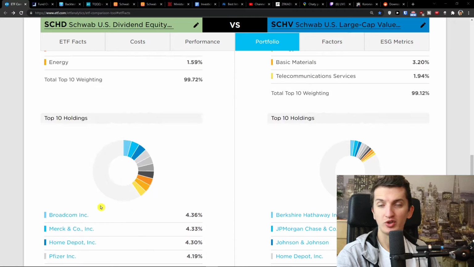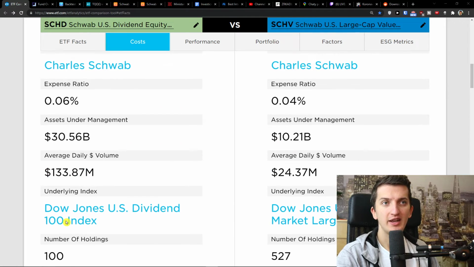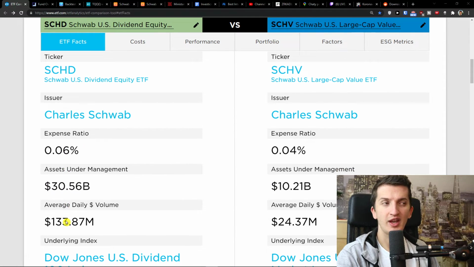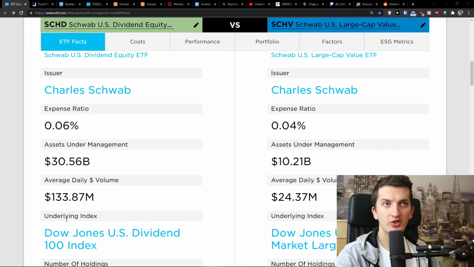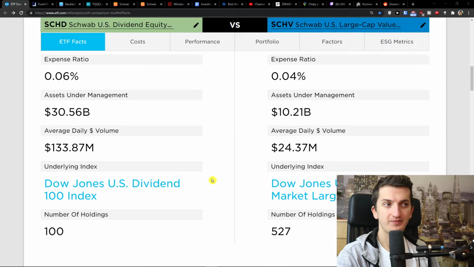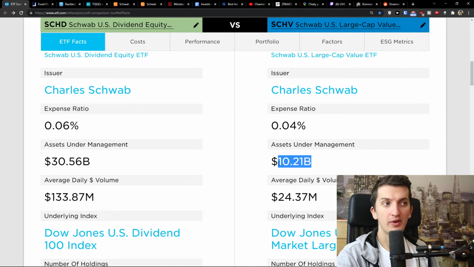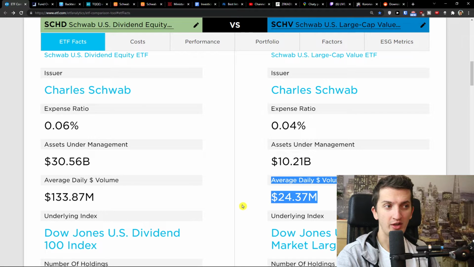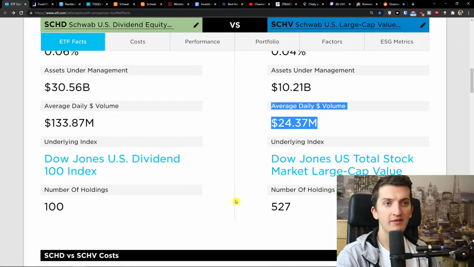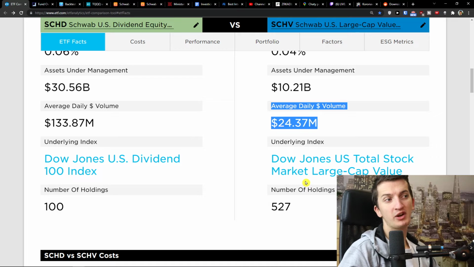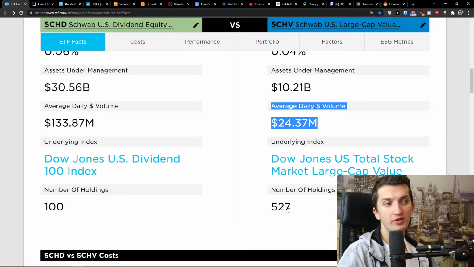Now let me just show you straight away what we can find here. So first things first, SCHD and SCHV. Expense ratio is lower with SCHV, with lower assets under management and lower average daily volume. They have total stock market large cap value with number of holdings 527, and dividend 100 index with SCHD with only 100 holdings.